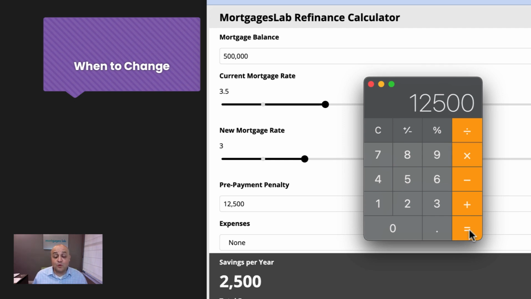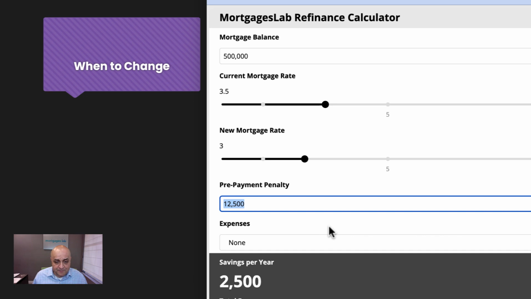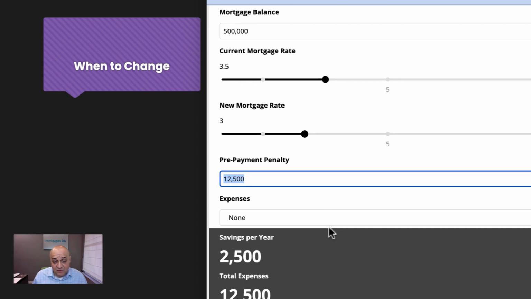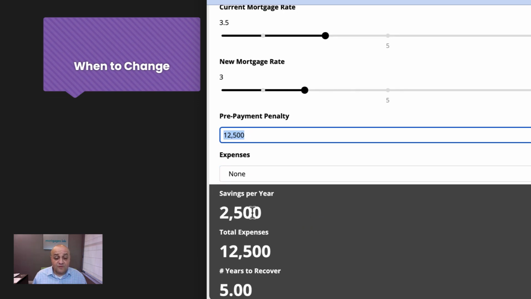12,500. So that would be the penalty for this mortgage. So when we add 12,500 here, and let's assume as well that you don't have any other expenses, like no legal or no appraisal. Again, in some mortgages you can do that, in some others you can't. You will have savings in this example of 2,500 per year, and your total expenses is going to be the high penalty on the fixed mortgage of 12,500. So you need 5 years to recover this penalty.